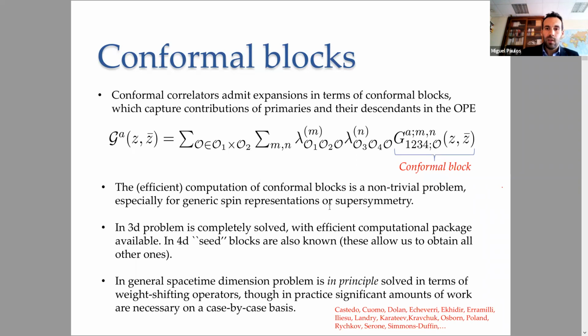So in 3D, at least without supersymmetry, the problem is basically completely solved, and there's even an efficient computational package available that will allow you to compute conformal blocks at the crossing symmetric point and its Taylor expansion to any order that you want for arbitrary spin representation. In 4 dimensions, basically, it's also solved because we know how to express all the blocks in terms of some seed blocks, and these seed conformal blocks are also known. There's also a package for computing them.